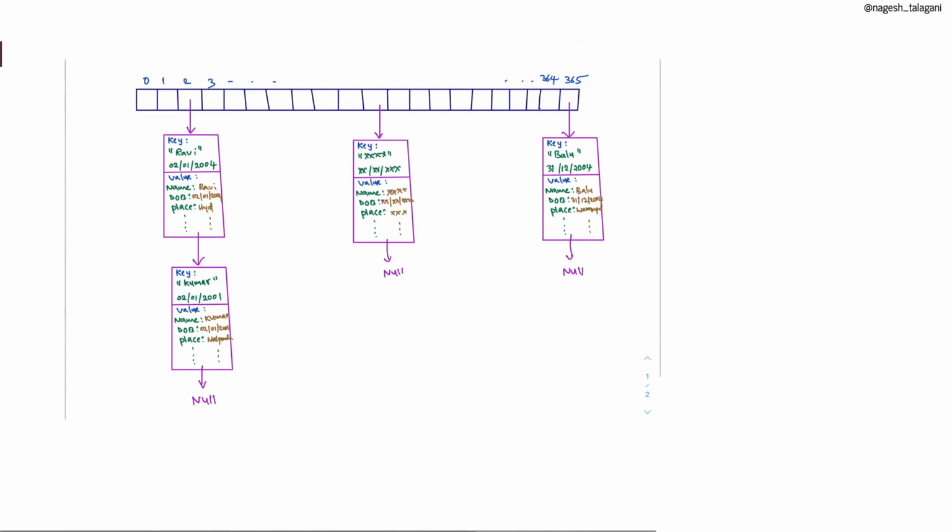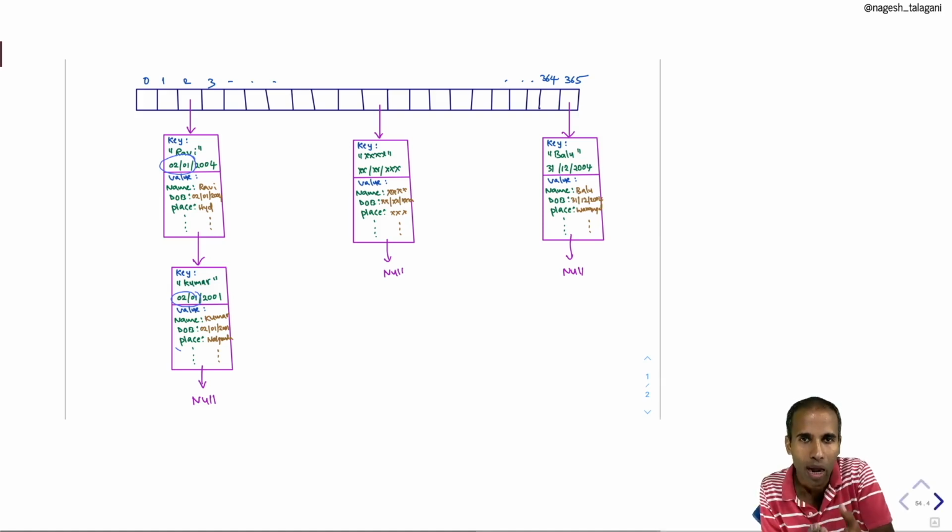In this case, these two students' records, see, both are born on 2nd January. So both hash into index 2. So what we do, we put them in a linked list and the head is stored at index 2. Okay, so whenever you want the record of a student who is born on 2nd January, when you feed his key to the hash function, that will spit out the number 2, so you directly come to 2, then you search in this linked list. In the worst case, you may have to traverse the whole list.